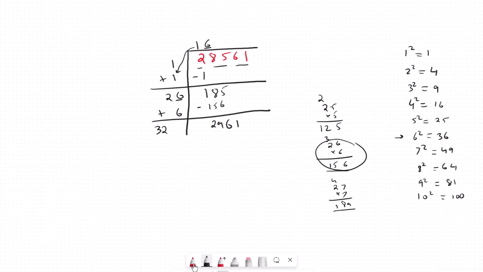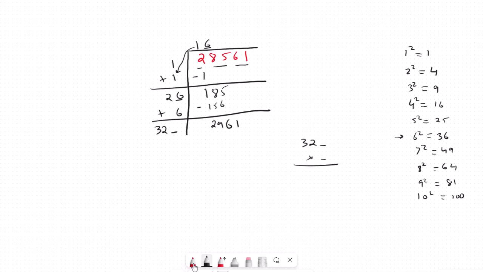Okay, so now we have to multiply. So now our next step is we have to multiply 320-something with something that gives us 2961 or less. So let's see, it's ending in 1. What is ending in 1? We can start with 1, but of course 321 times 1 is just 321, too small. So here we can see the only other square that's ending in 1 is 9 squared. So we can try 9 here.